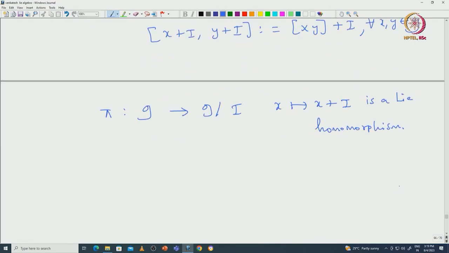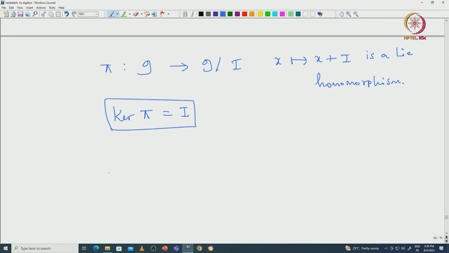Since this is a Lie homomorphism, we also calculated the kernel. The kernel is, obviously, the ideal that we started with. We also proved one simple fact. What is that fact? If J is another ideal containing I, then we can talk about J modulo I, which is a subspace of G modulo I. This is indeed an ideal inside G modulo I. These are all the facts that we already proved. Now we will use all these facts and prove our isomorphism theorems.